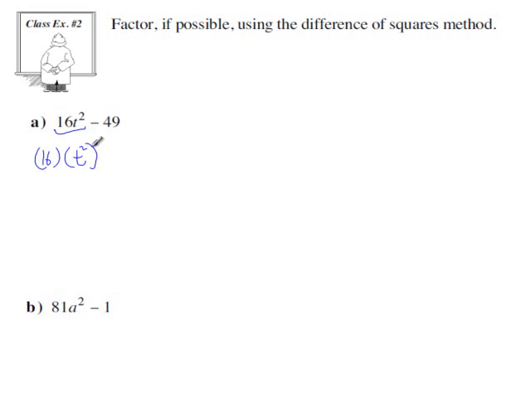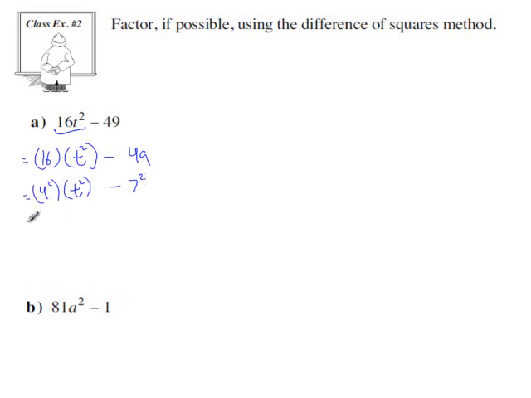So the t squared is fine in format, but the 16 we need to write as something squared. And then we have the minus 49 here still. So 49 we also need to write as something squared. 16, I know, is a perfect square, 16 equals 4 squared. So I could write this as 4 squared times t squared minus, and 49 is 7 squared.